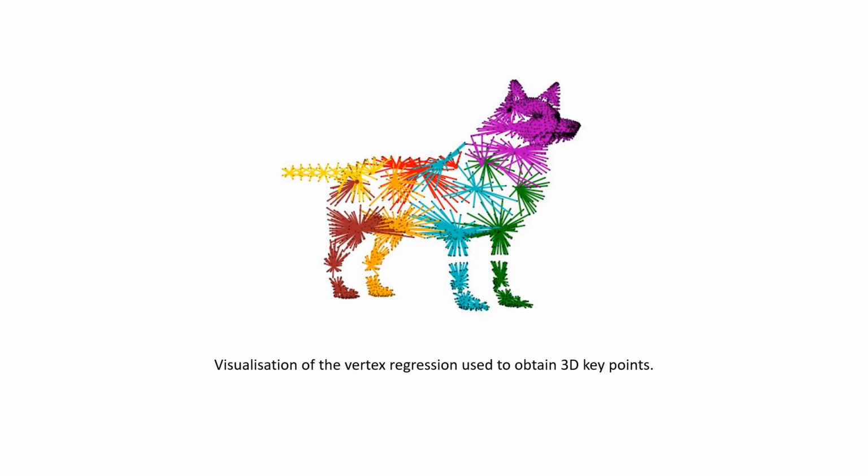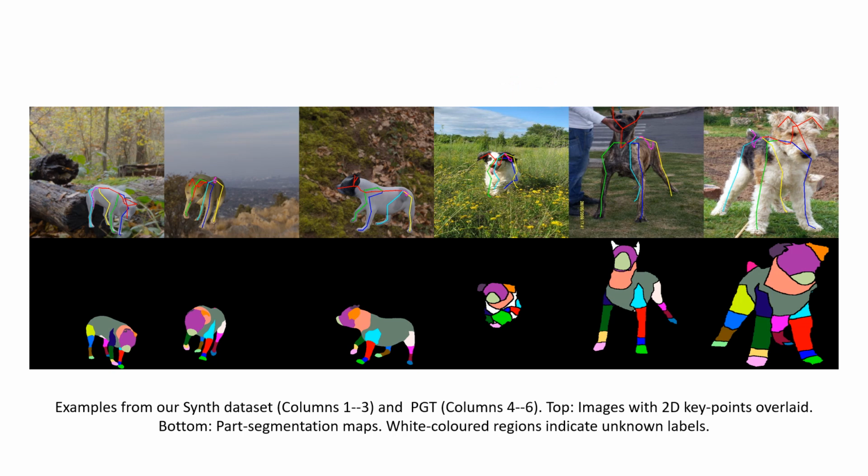3D and 2D key points for the RGBT-Dog skeleton are obtained from vertex regression and projection, as is standard in parametric models such as SMPL-X. We can see the regression from the vertices here. Some examples of data points for both synth and PGT can be seen here. Do note the white label in the maps for the PGT data. This is an unknown label used to prevent accidental mislabeling during the fitting process.